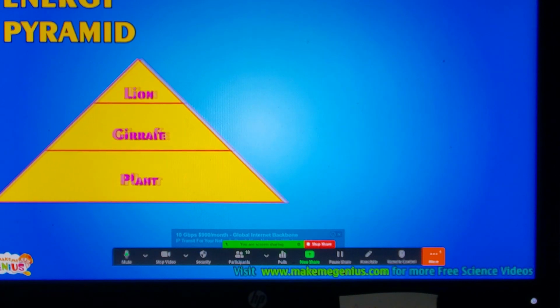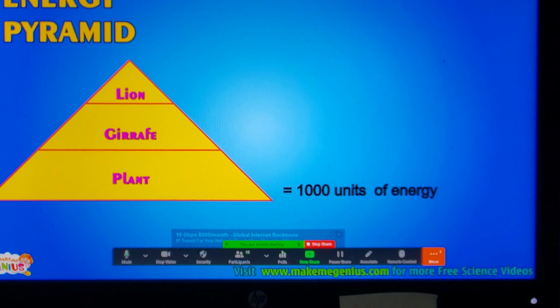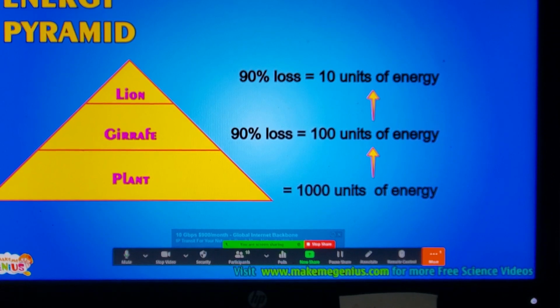To understand the energy pyramid, let's assume plants absorb 1,000 units of energy from the sun. When the giraffe eats it, 90% of the energy is lost, so the giraffe only gets 10% of the energy. This means the energy transfer from plant to giraffe is 10% of 1,000 units of plant energy, which is 100 units. Now when the lion eats the giraffe, 90% of the energy is again lost, and the lion gets only 10 units of energy.